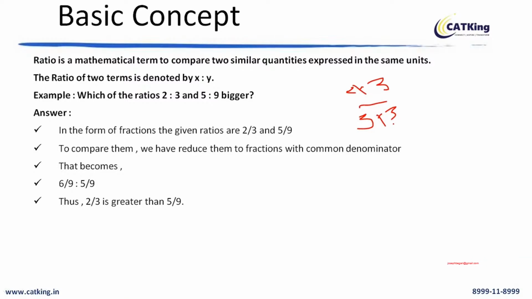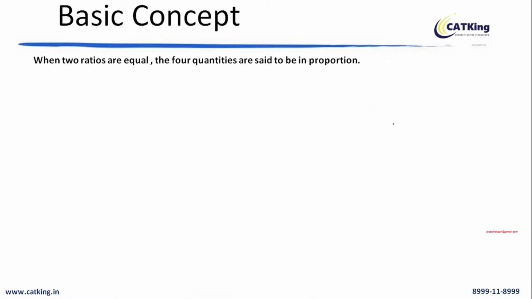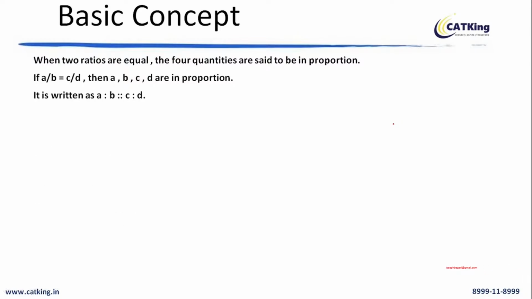Alright, so let's move on to proportion. What is proportion? Proportion is when two ratios are equal, the four quantities are said to be in proportion. So if A upon B is equal to C upon D, they are in proportion, that is, A, B, C, D are in continuous proportion. And we know proportion is written as A is to B, double colon, C is to D.